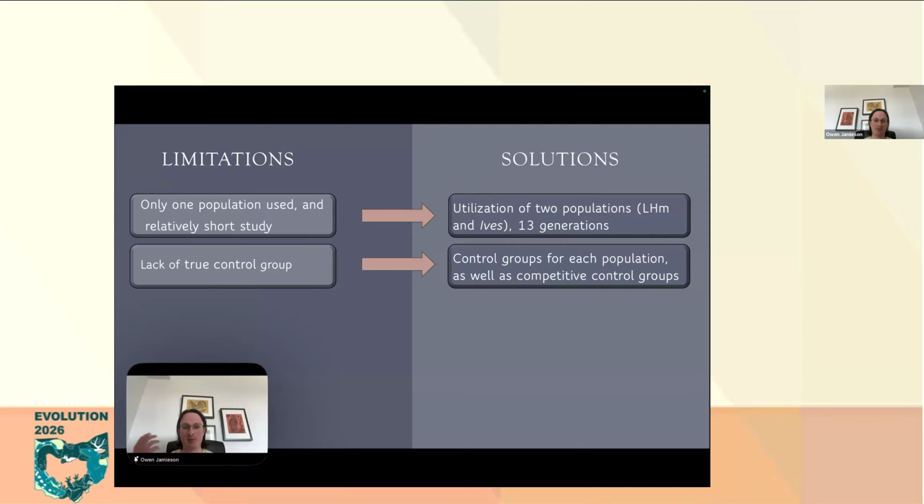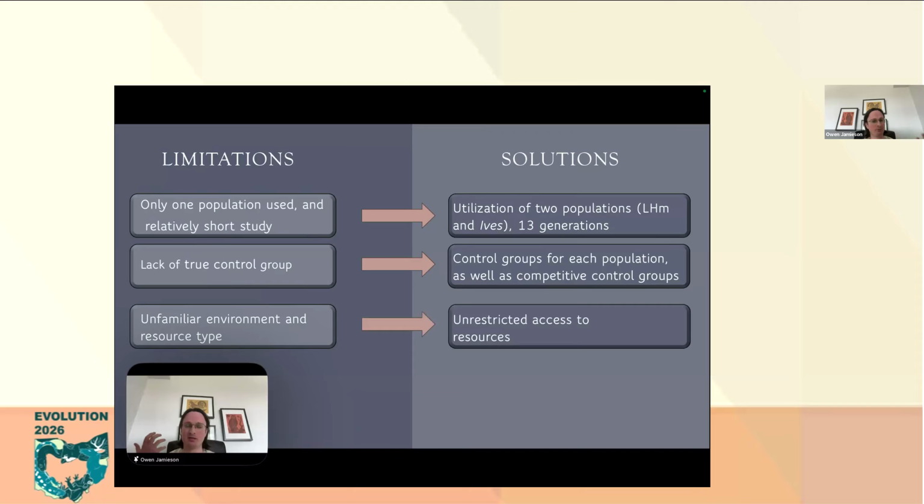And I also used competitive control groups to test fitness against. And then due to the way that the micropillars work, he used this liquid food, which is unfamiliar to the flies, and the whole delivery system is different to what they usually have. So I gave them kind of similar food to what they used to, just in different ratios.